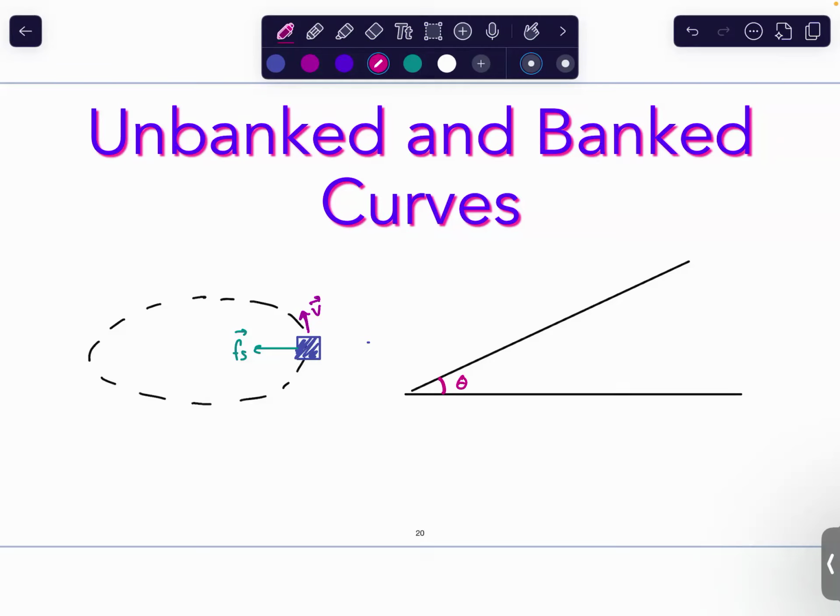Now you have, again, like a racetrack, and you're going around it, it's slightly tilted at an angle. So you can have your same object on here.